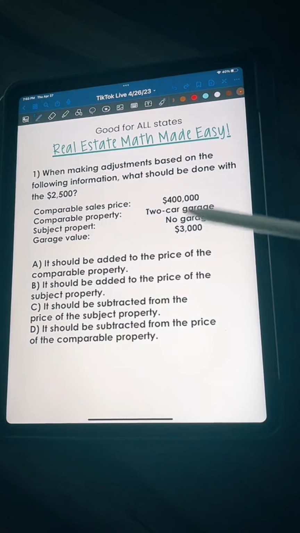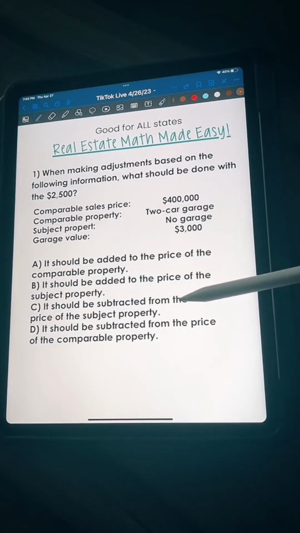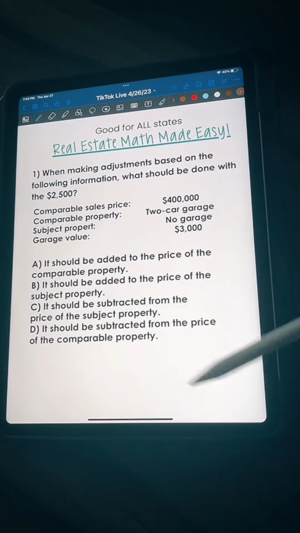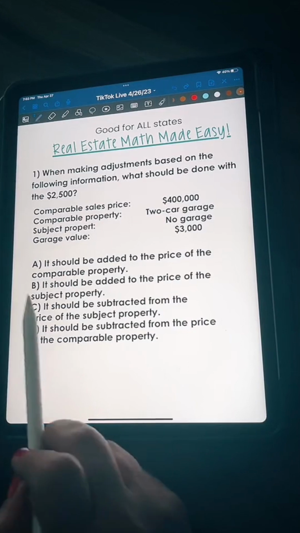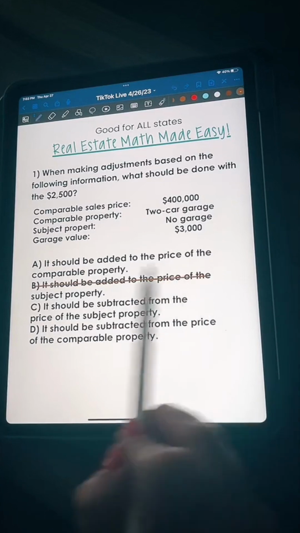Okay? So here are our answers. A, it should be added to the price of the comparable. B, it should be added to the price of the subject property. C, it should be subtracted from the price of the subject property. D, it should be subtracted from the price of the comparable property. Now, according to our knowledge, we know that we cannot subtract the price from the subject property. That's the house you're trying to sell and the house you're trying to get on the market and make a price for. So we can easily cancel out these two answers.